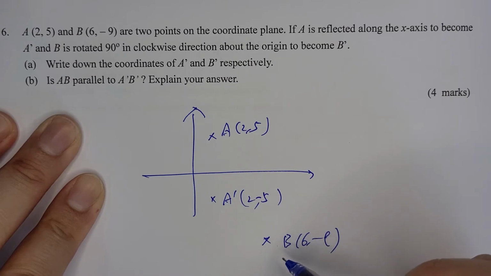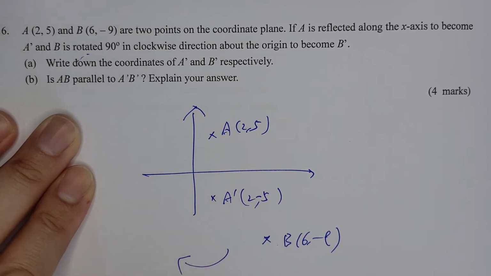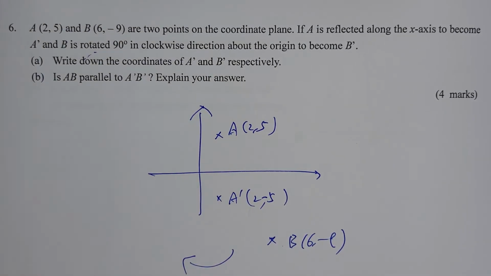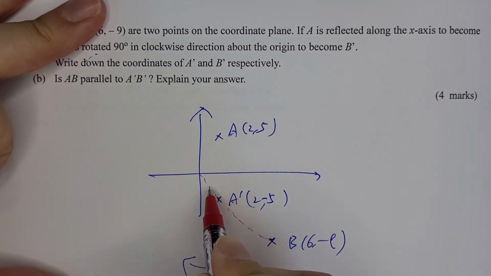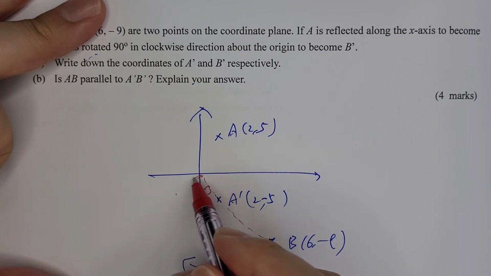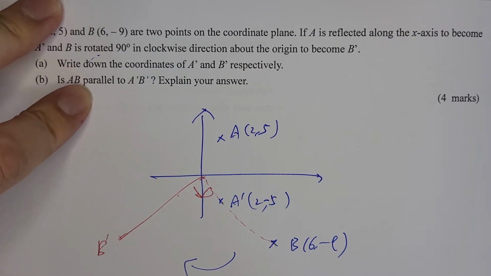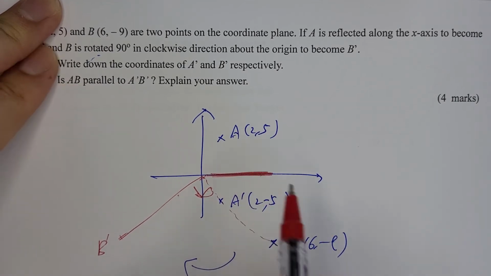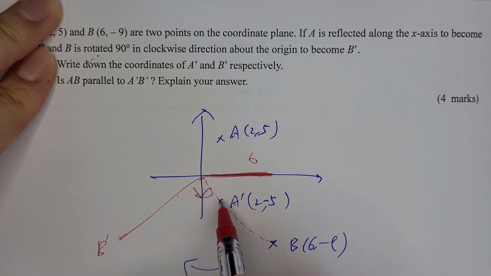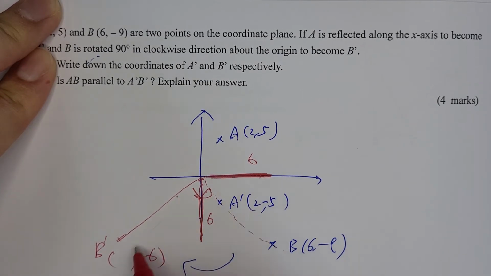B is rotated clockwise by 90 degrees. Rotated 90 degrees clockwise here, okay. About the origin, that means originally you have this line. You need to rotate it by 90 degrees in a clockwise direction, okay. B prime. So you can see that if I rotate in this way, how do we do this? This is the original horizontal distance, that is 6. So after you rotate this 90 degrees, the vertical distance here will be 6. Therefore, the y-coordinate will be negative 6 here.